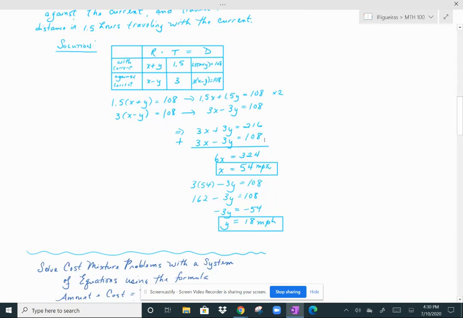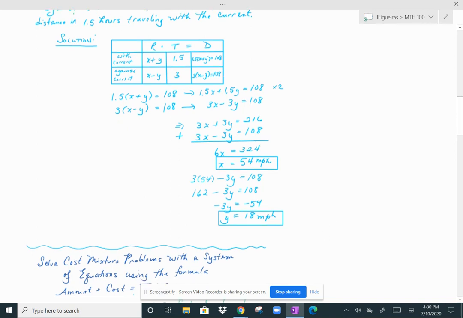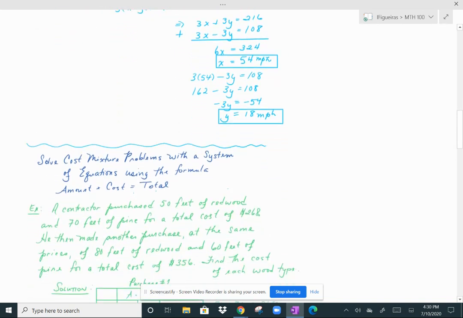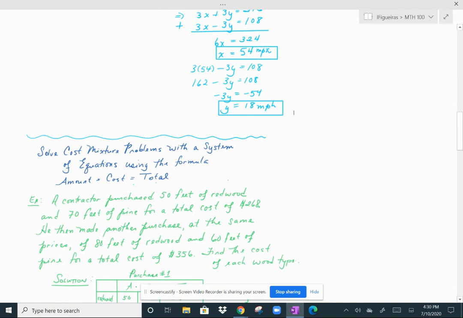Now I need to figure out what the speed of the current is, so I decided to plug into equation 2. So I'm plugging in 54 for x and solving for y. And when you do, you get that y is 18 miles per hour, and that is the rate of the current. All right, so the other types of problems are called cost mixture problems.